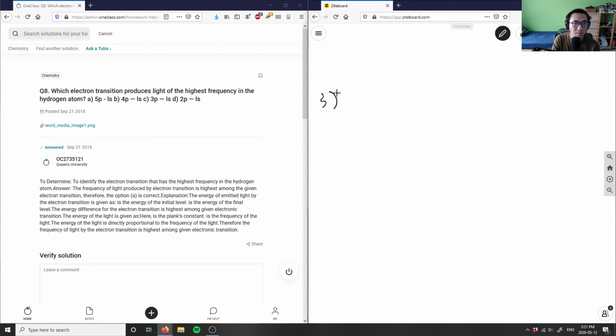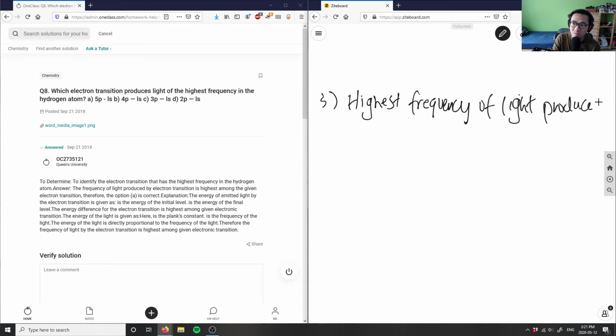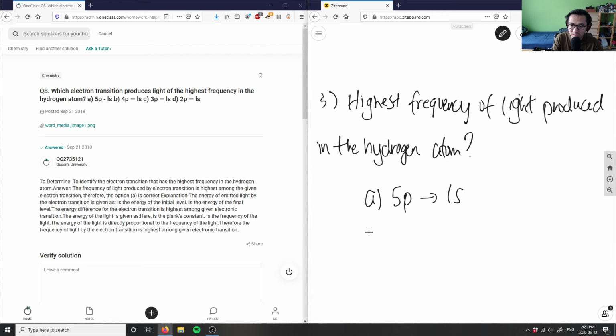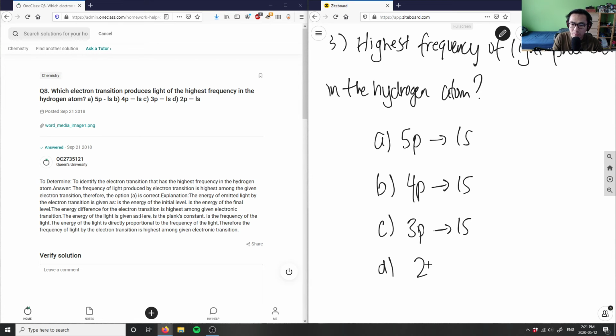So it says I want to produce the light of the highest frequency, so highest frequency of light produced in the hydrogen atom. And then I'm given 4 options here. A here is 5p to 1s, B here is 4p to 1s, C here is 3p to 1s, and finally D here is 2p to 1s. So which one would be our highest frequency of light produced in the hydrogen atom, right?